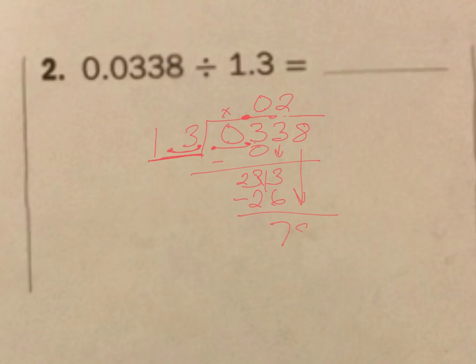Bring down my 8. How many times does 13 go into 78? Let's try 5. That's 15, 5, 6. That's 68. Oh, I can do one more. 13 times 6. 18, 6, 78. Okay, 6 equals 78. Subtract that out. 0. There's no other numbers. So my answer is 0.026.